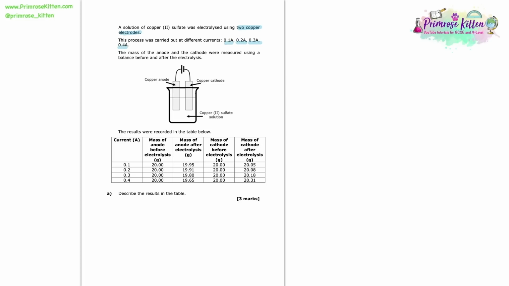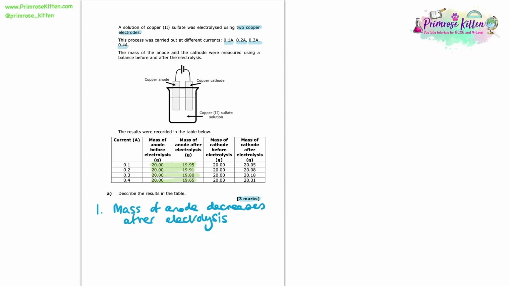So here we're asked to describe the results in the table. And you can see it's a 3-mark question. So we need 3 good points in our description. So starting off, let's have a look at the mass of the anode before and after electrolysis. If I look at it, I can see that it started at 20 grams to begin with, but in every different current there, you can see that the mass has gone down. So the first thing that we can say is that the mass of the anode decreases after electrolysis, and that gets us our first mark.